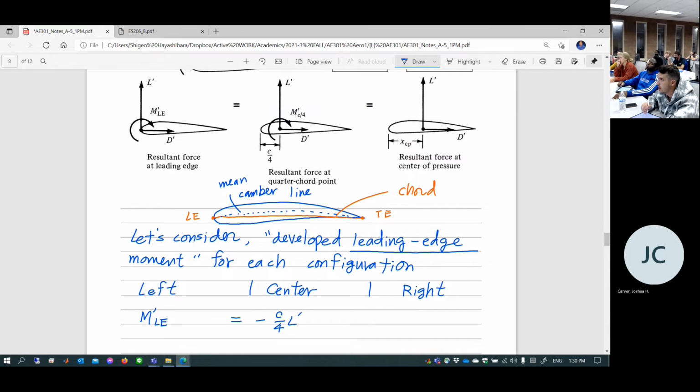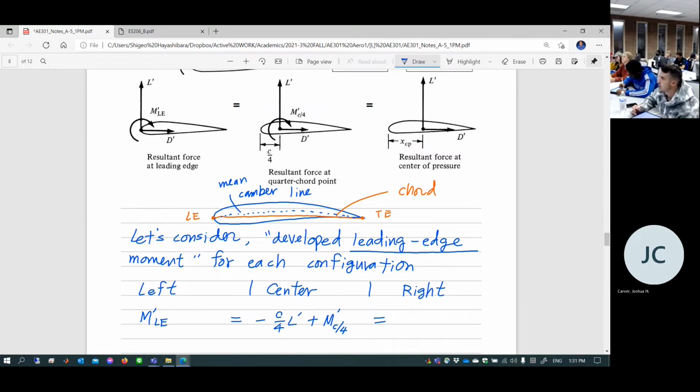Moment, statics. This is the moment arm. Pitch down moment, okay? Minus, because pitch down. Plus M prime, quote unquote. This is the pitch up moment, already given here. So those two added together is going to be the developed leading edge moment of the center figure. Do you follow? Okay. Right hand figure here.